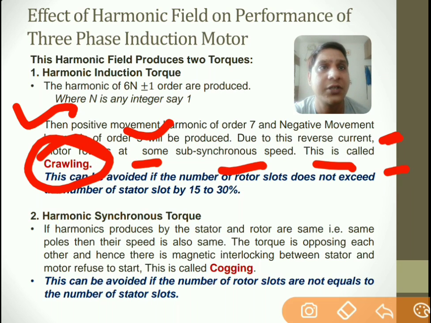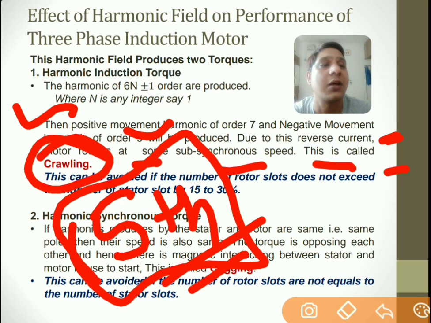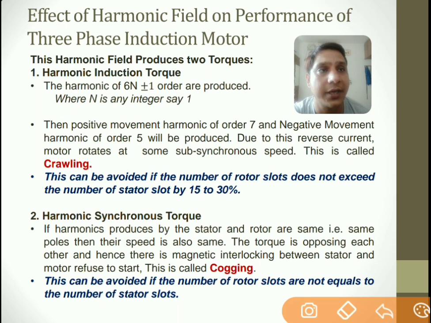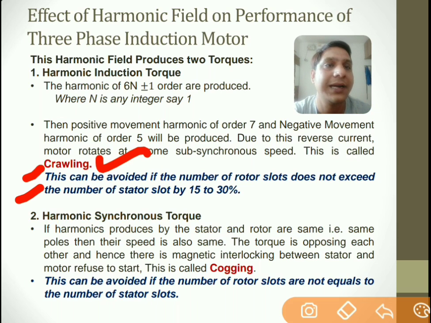So crawling is a phenomenon which occurs in the motor mainly due to the fifth harmonic, which is a reverse harmonic, which is reducing the speed of the motor, and we could say the motor will run at the subsynchronous speed, which is less than the synchronous speed. This phenomenon we are calling crawling. Okay, and it can be avoided. This is a very important statement: crawling can be avoided if the number of rotor slots does not exceed the number of stator slots by 15 to 13%. That's what we need to understand out of it.